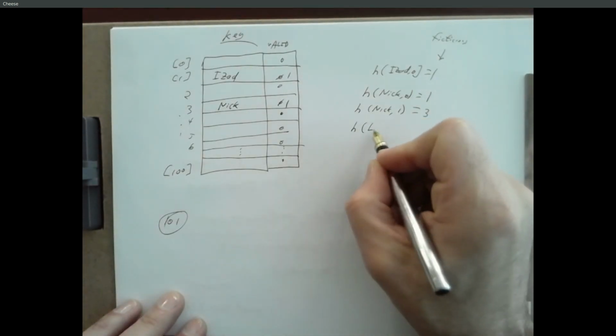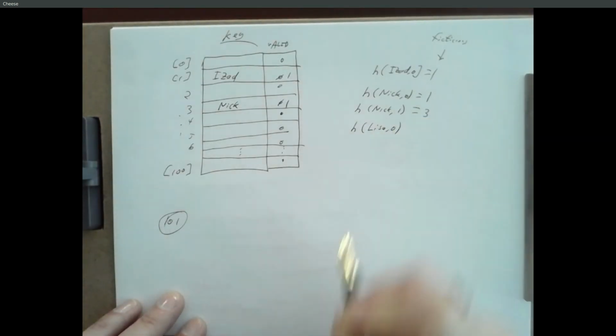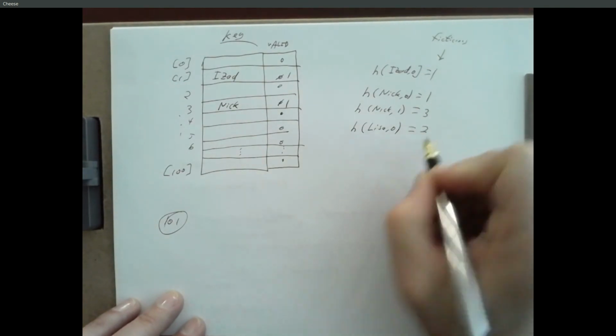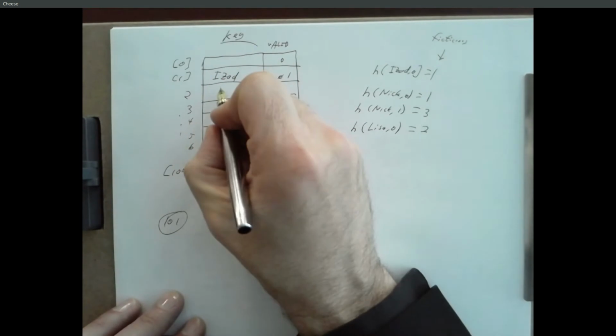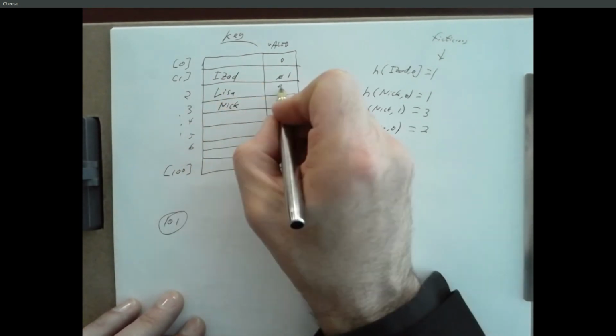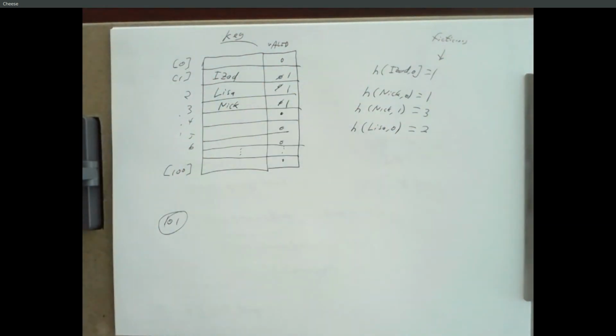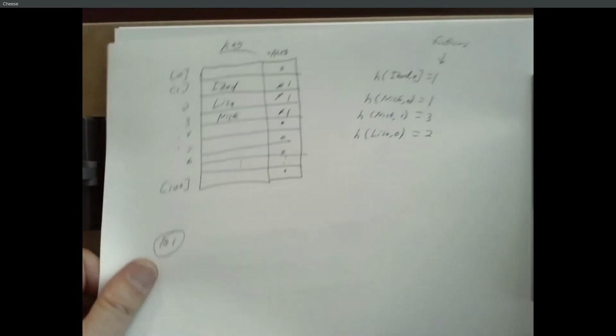Okay, now I hash Lisa with a probe of 0 and I get back a 2. I go to location 2, it's not valid. I'm going to store Lisa there and make that a 1. Can you write code for this much so far? The answer is yes, absolutely. So what does this look like? Store.